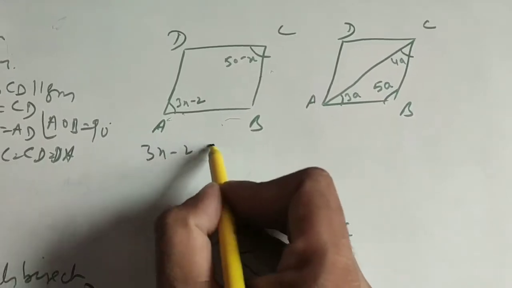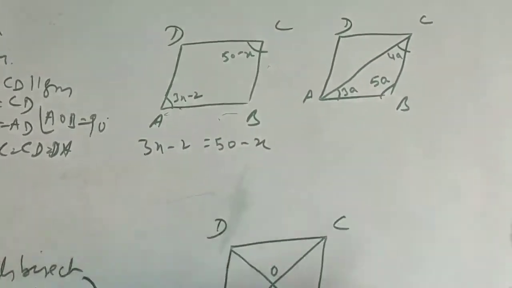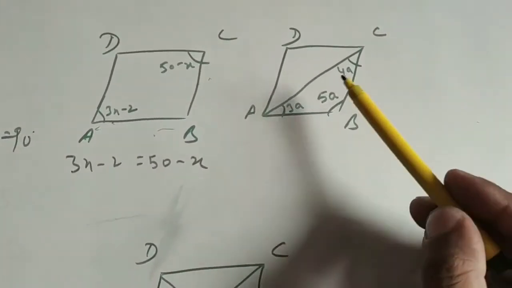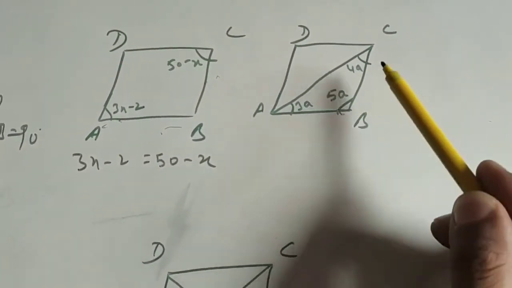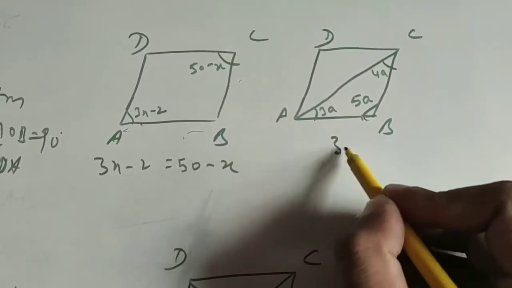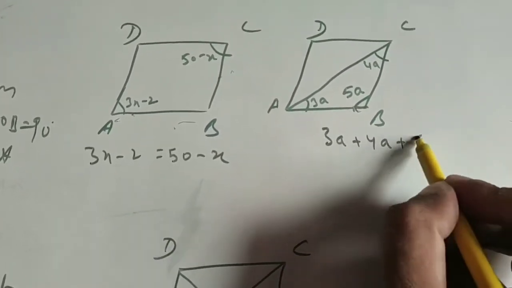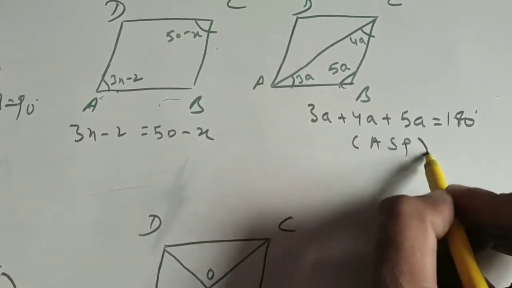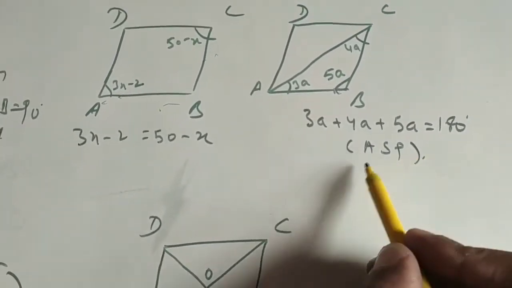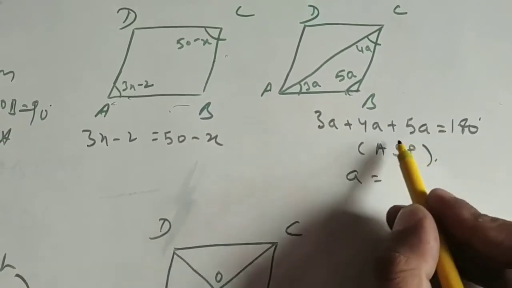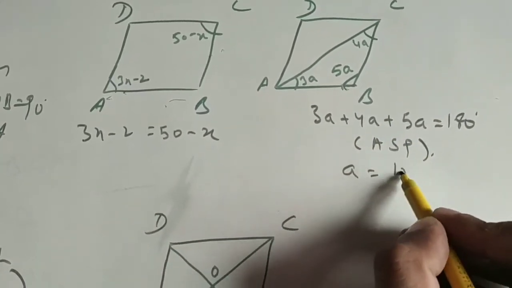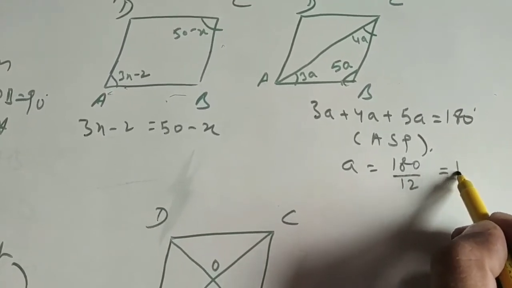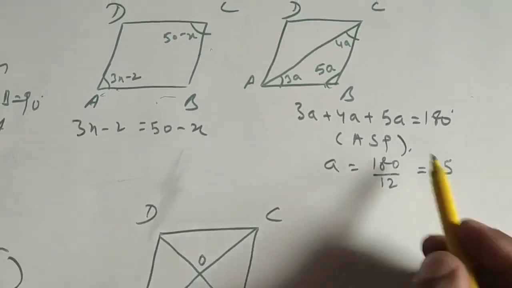So to solve this, we must put these two equations equal. So now we can solve it to find the value of x. Similarly here, these three angles are given. This is a parallelogram. So clearly we can see that this sum should be equal to 180 degrees because this is the angle sum property of a triangle, and we can find out A will be how much? 180 divided by 12, and it will be 15. So 15 is the A.